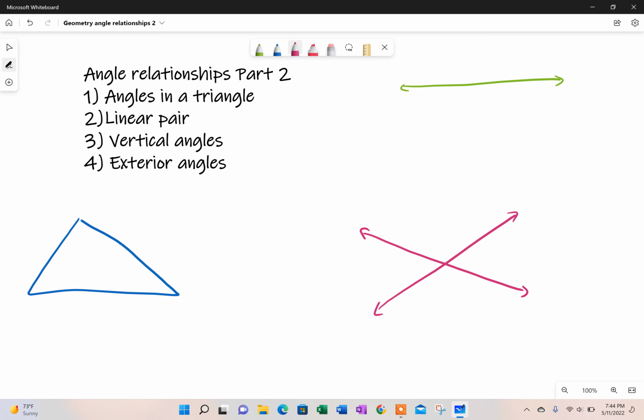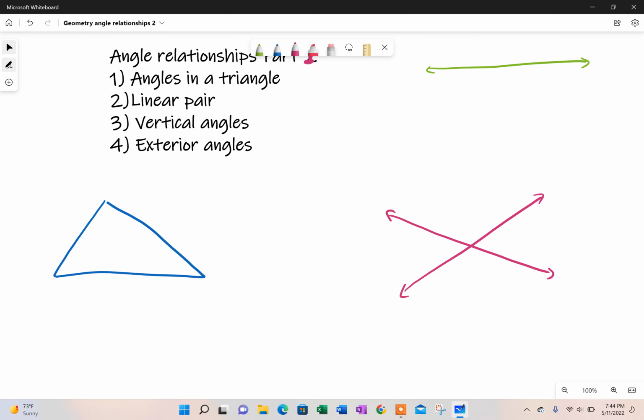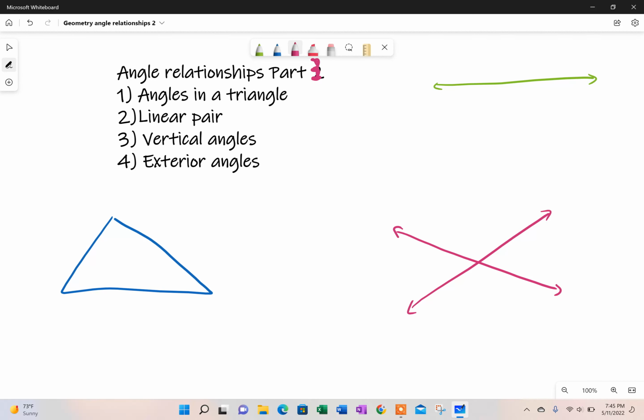So we're actually on part 3 of this vocabulary, angle relationships. And so I'm going to talk about 4 different types of angle relationships. And the first is the angles in a triangle. There are always 180 degrees in a triangle.